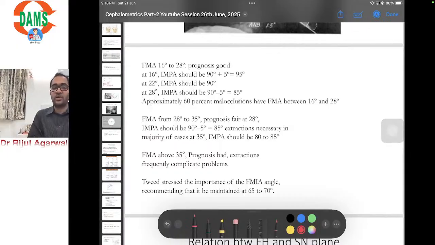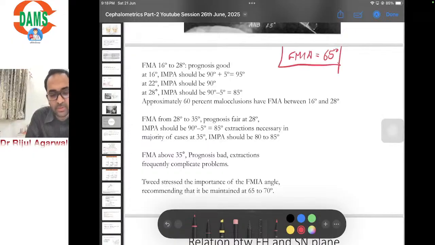If the FMA is between 16 to 28 degrees, at 16 degrees the IMPA should increase to 95 degrees. In all the cases, the FMIA is fixed at 65 degrees. This 65 degree value came after a lot of research by Tweed. He studied all of his cases, and based on this research and retrospective study, he came to this value of 65 degrees. At 22 degrees, the IMPA should be 90, and at 28 degrees, lower still. So as the FMA is increasing, the IMPA needs to be decreased.